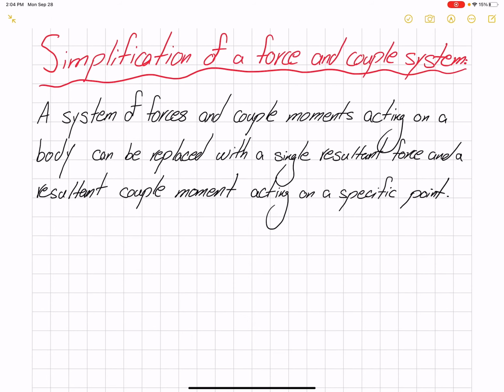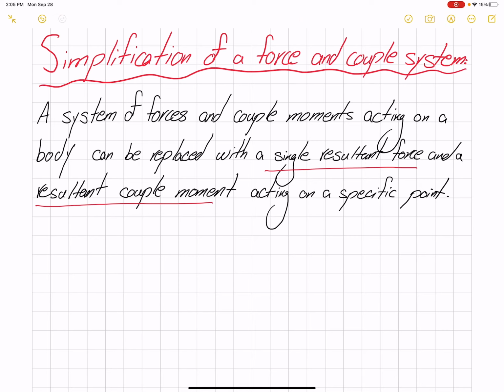Hello everyone, today we are going to talk about simplification of a force and couple system. So a system of forces and couple moments acting on a body can be replaced with a single resultant force and a resultant couple moment acting on a specific point.